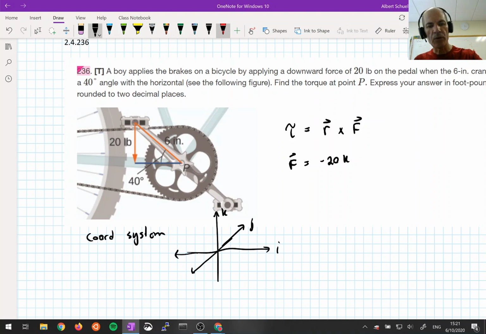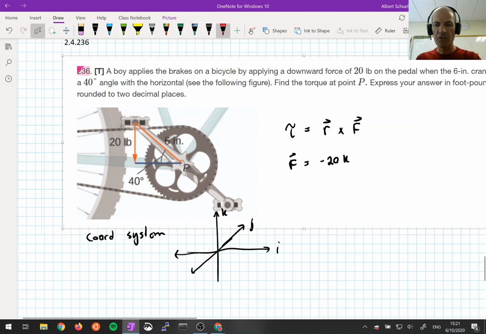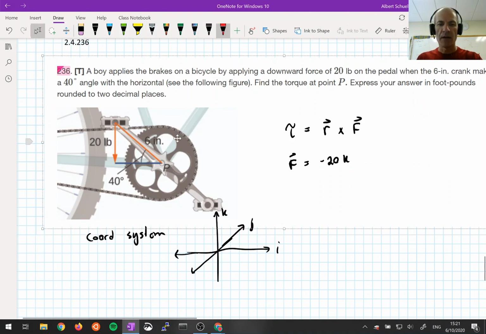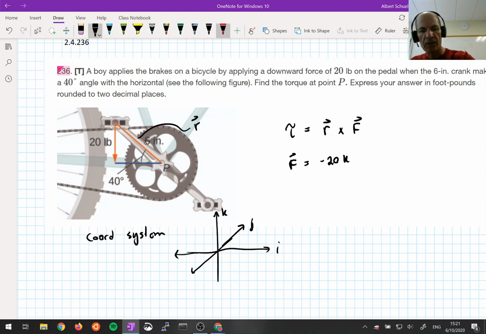We have to figure out what this vector is. Just to remind everybody, these torques are in foot-pounds. It says express your answer in foot-pounds, which means we want everything in terms of pounds and feet. This side is 6 inches, which is a half of a foot, and we need to describe this vector R.